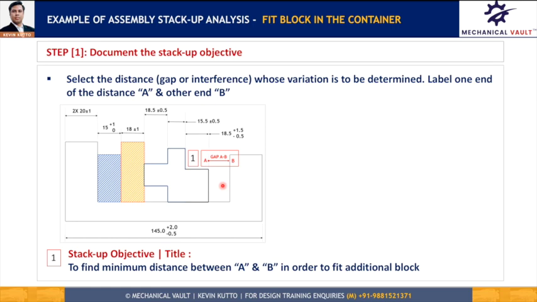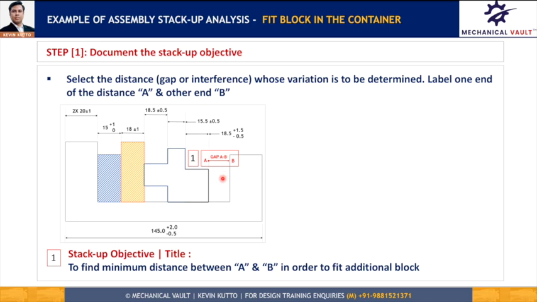So stating the objective of the stackup analysis is the first step in conducting the entire stackup analysis. Now as you see, I have shown an arrow with a dot on one side and the arrow on the other side. The dot shows the starting point of my stackup analysis, whereas the arrow shows the end point. I have also defined these ends as A and B so that I can name this gap or clearance gap A-B.